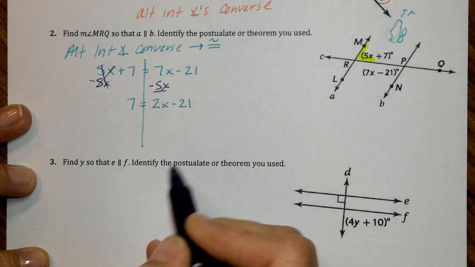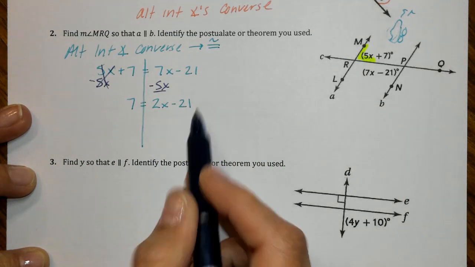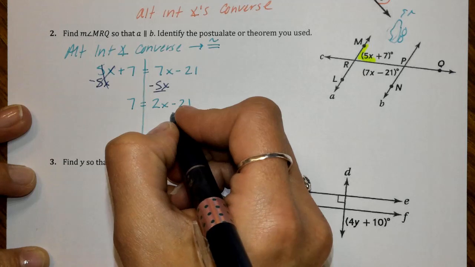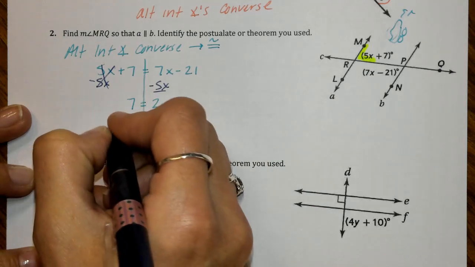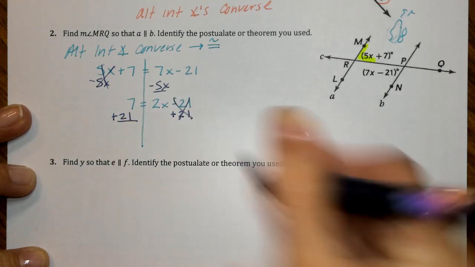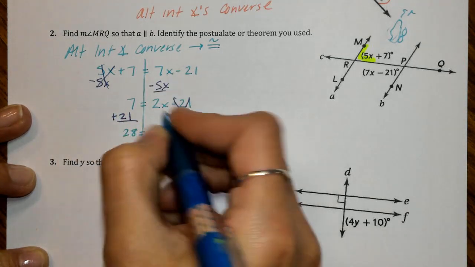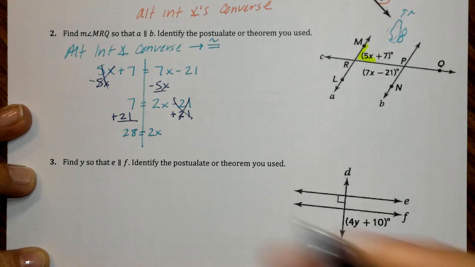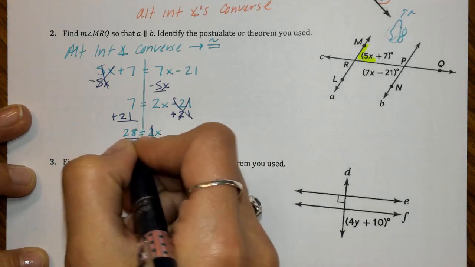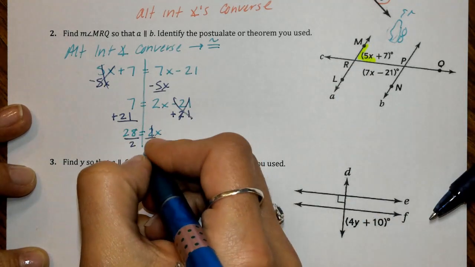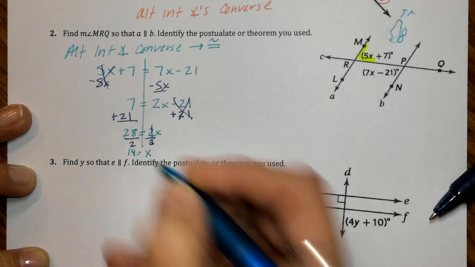Since I moved the variable to the right, I need to move that constant, the minus 21, to the left. It is a minus 21 right now, so I need to do the opposite and add 21 to both sides. 7 plus 21 is going to give me 28, equals, bring down your 2x. And then last but not least, divide by the coefficient in front of x. x is going to give me 14.